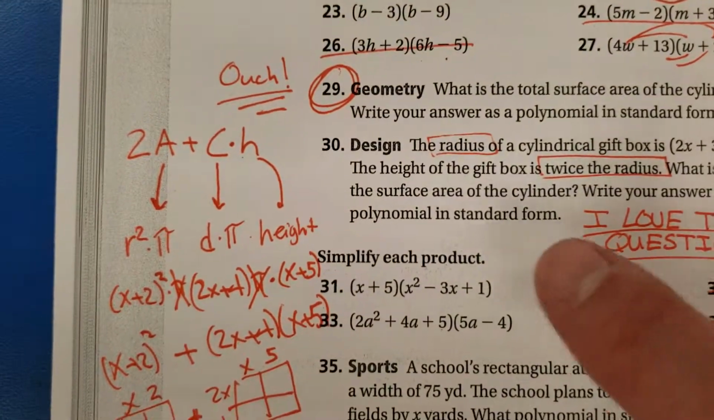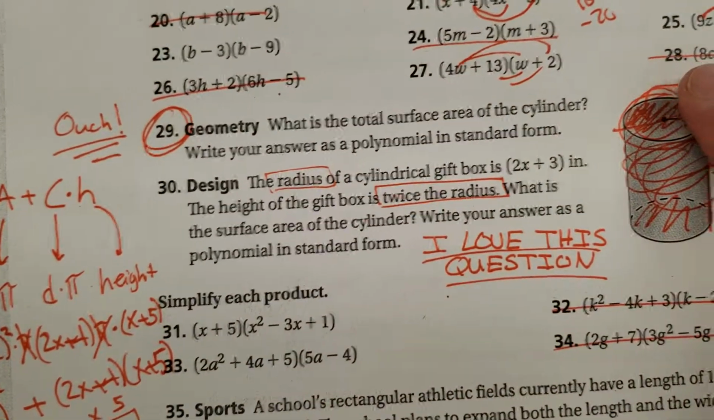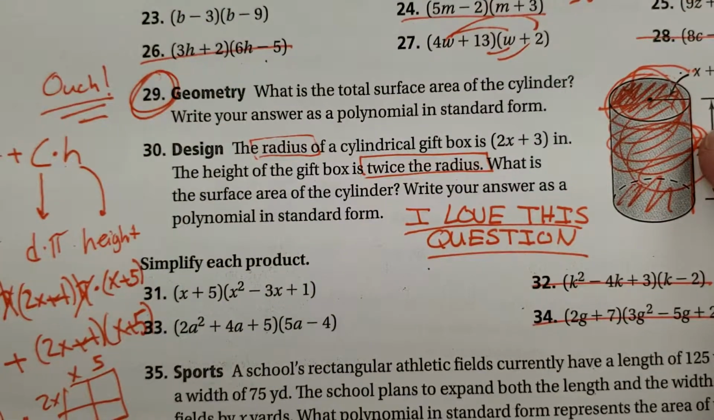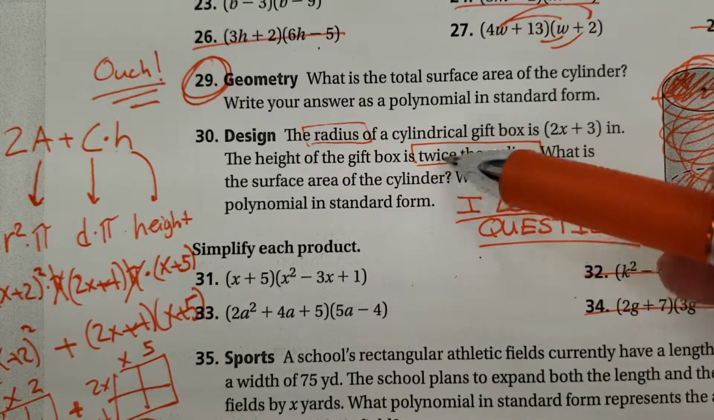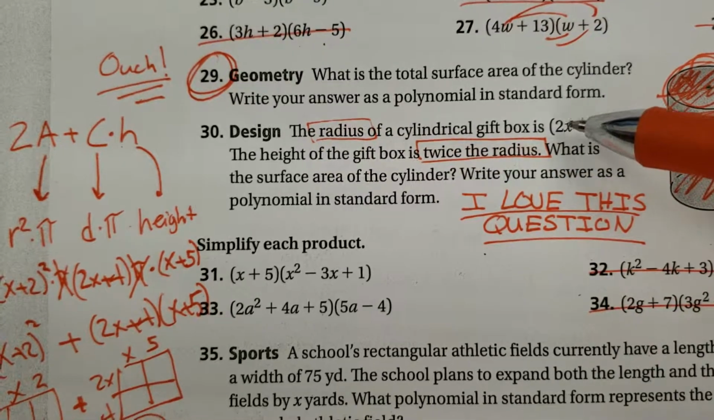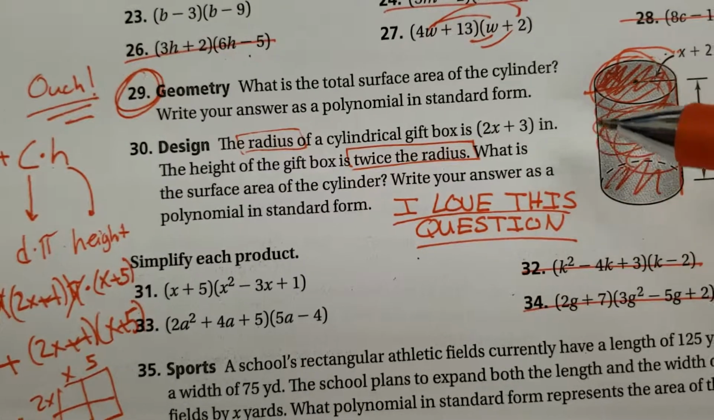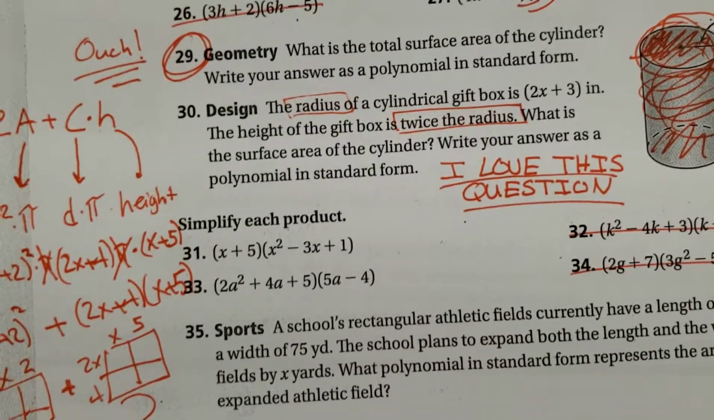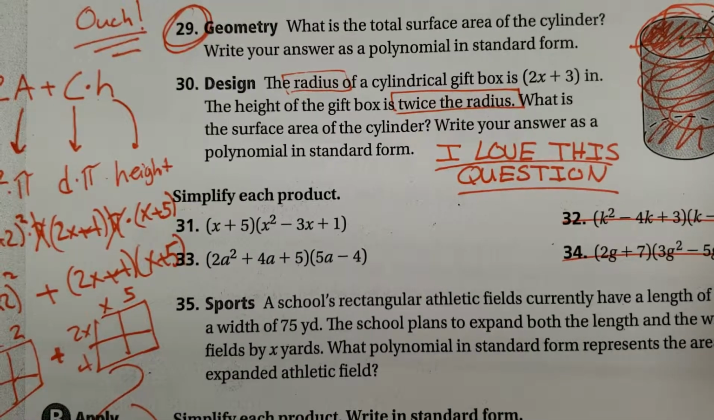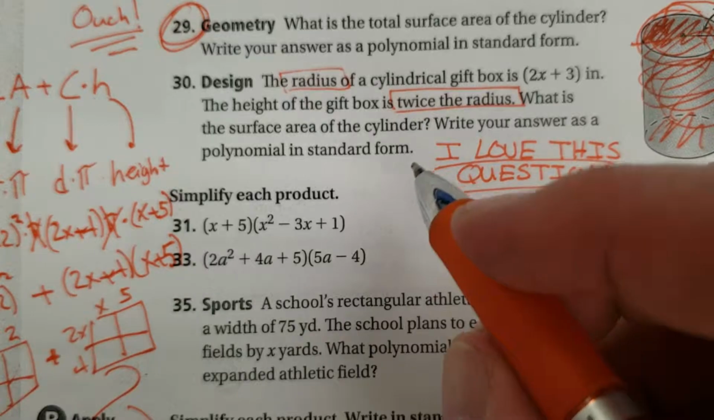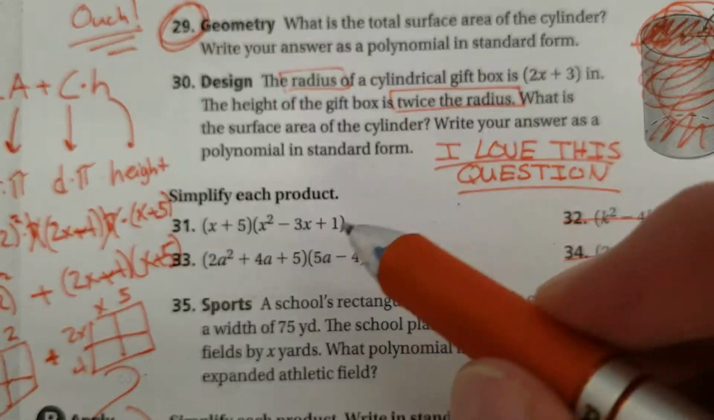Same thing with this one. Number 30 is basically the same question, but they just don't give you a picture. Oh, look at that. So here's the radius, and then it says the height is twice the radius. Oh man, it makes my brain hurt just thinking. I almost want to make a question bank based off those, but I don't know how long you guys are going to be in algebra class, like 8 years, if I keep picking questions like that.